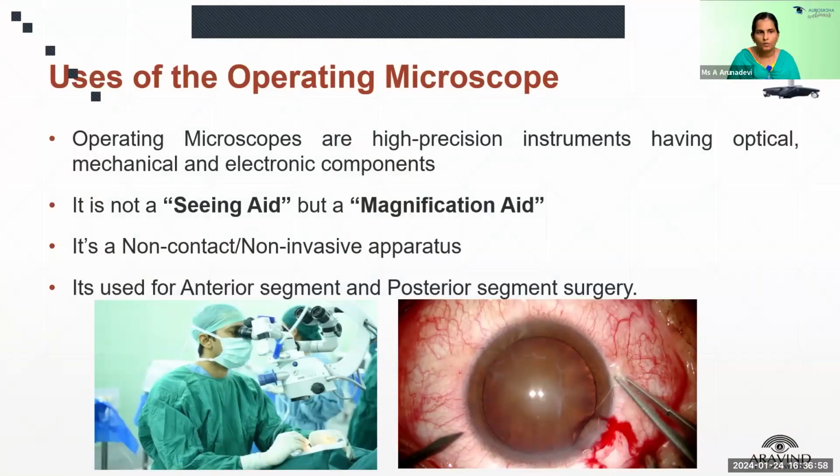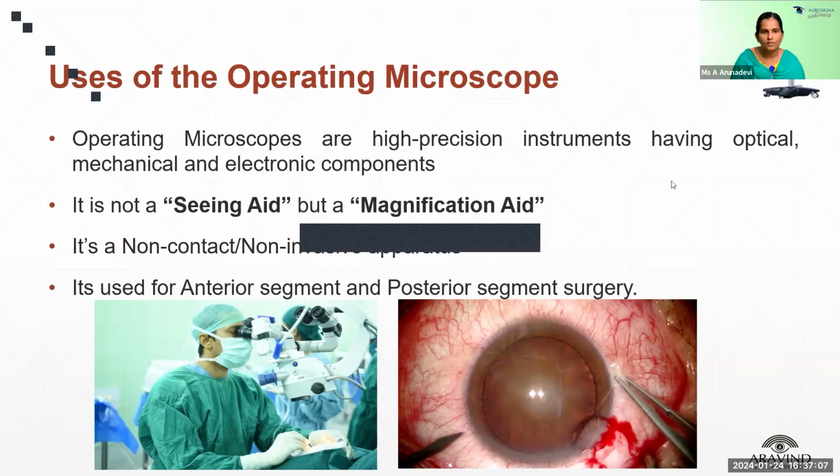Let us see the use of the operating microscope. The operating microscope is a high precision equipment which consists of electrical and electronic components, optical and mechanical components. It is not only a seeing aid but also a magnification aid. It is used for anterior and posterior surgery.